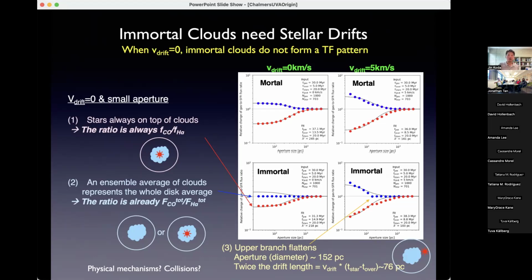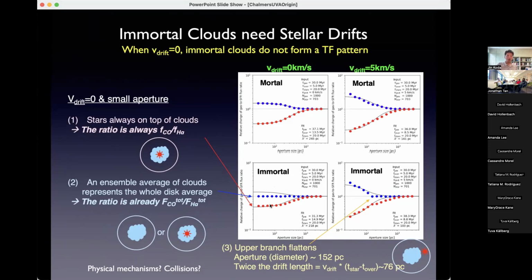So in the context of the tuning fork graph, this is the comparison of modal clouds and immodal clouds with drift velocity of 0 and 5. If the clouds are modal, even if the drift velocity is 0, clouds just die, so you can find stars without parental molecular gas. But in the case of immodal cloud, if stars don't drift away, then when you put the aperture on top of a star particle, you always find a gas particle associated with it. So what we find with zero velocity for immodal cloud is this flattening of blue points, the gas at the center.